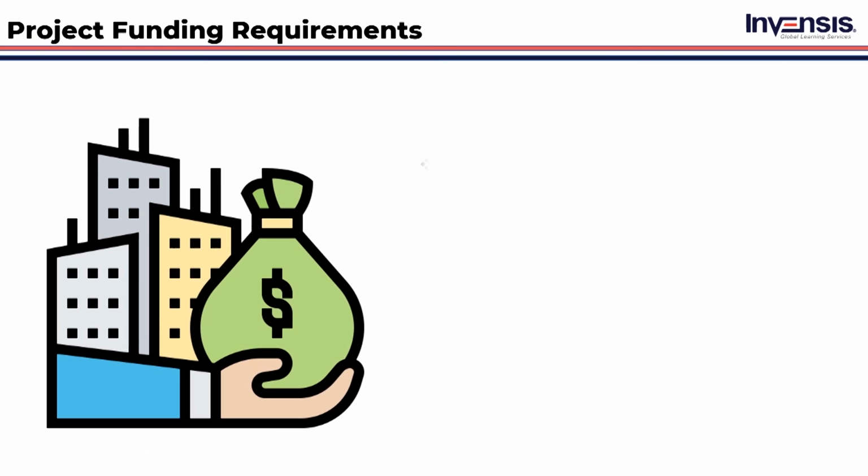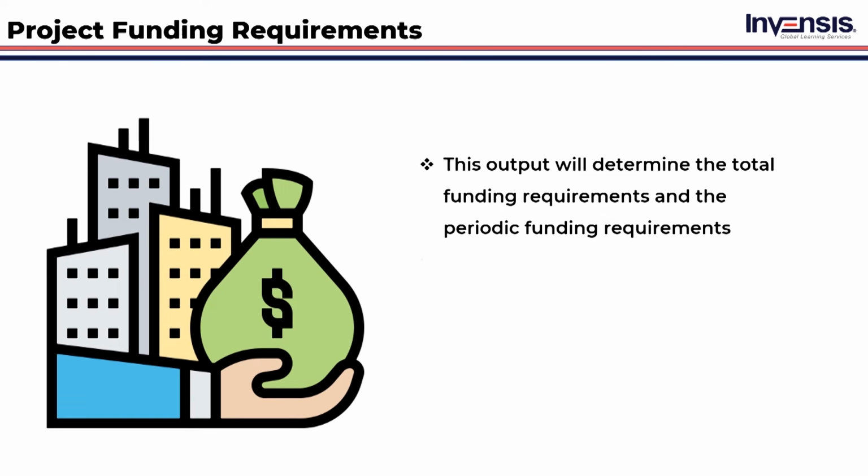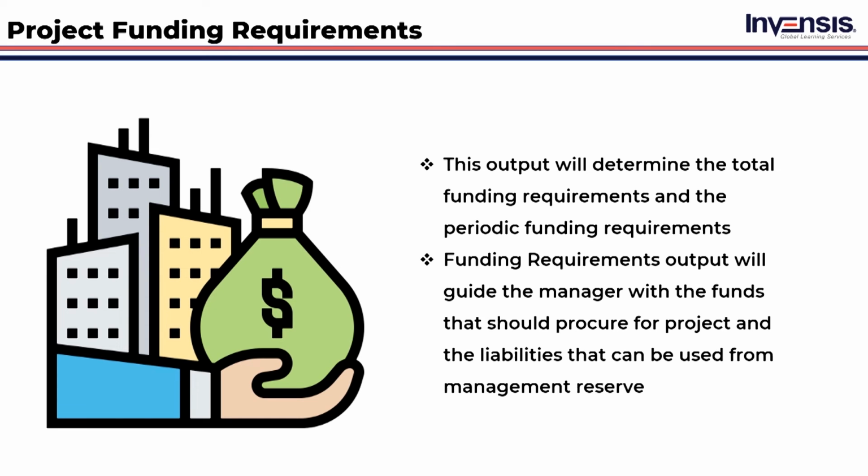Then the next output derived from this process is project funding requirements. This output will determine the total funding requirements and the periodic funding requirements. The funding requirements output will guide the manager with the funds that should be procured for the project and the liabilities that can be used from management reserve.